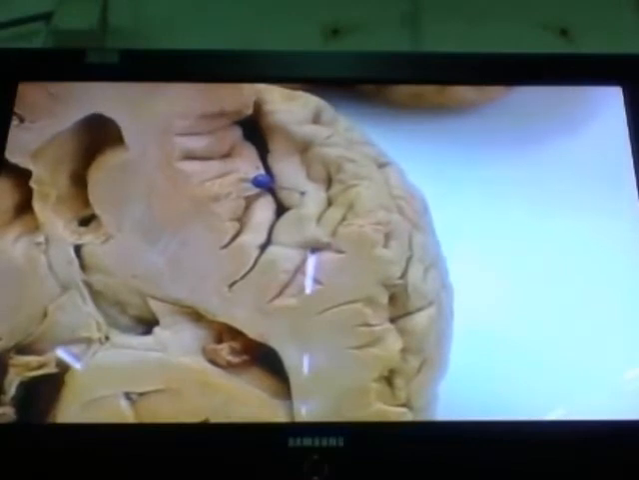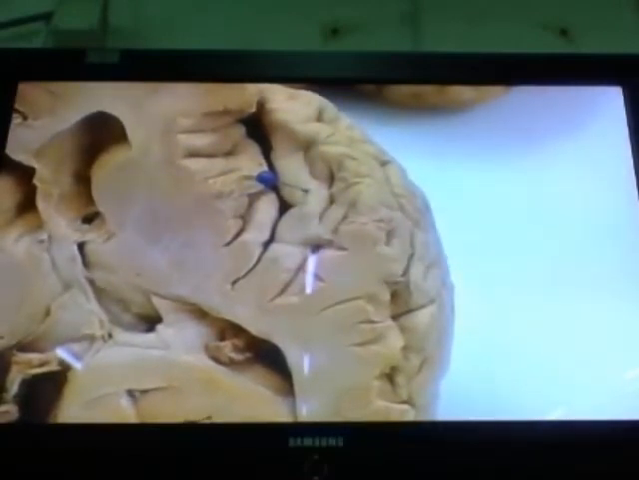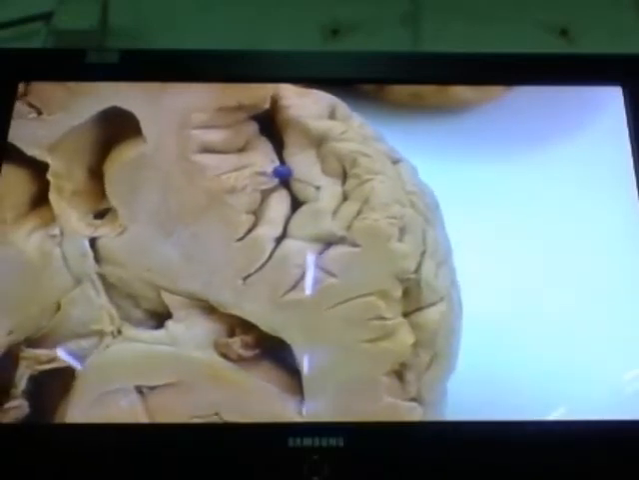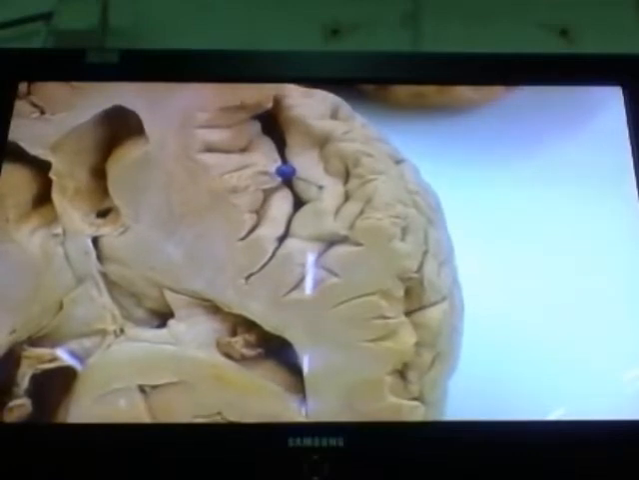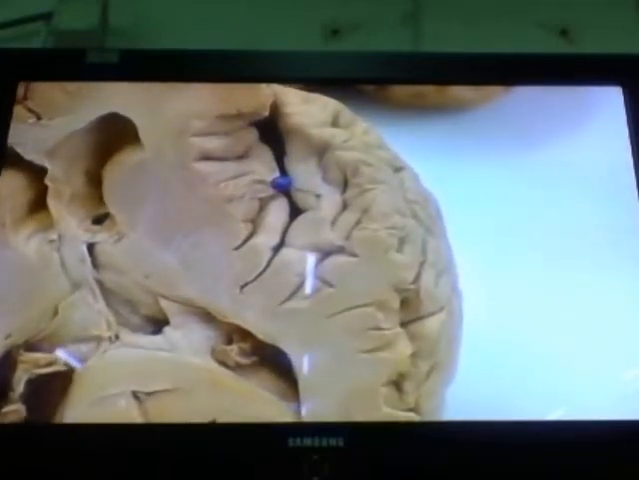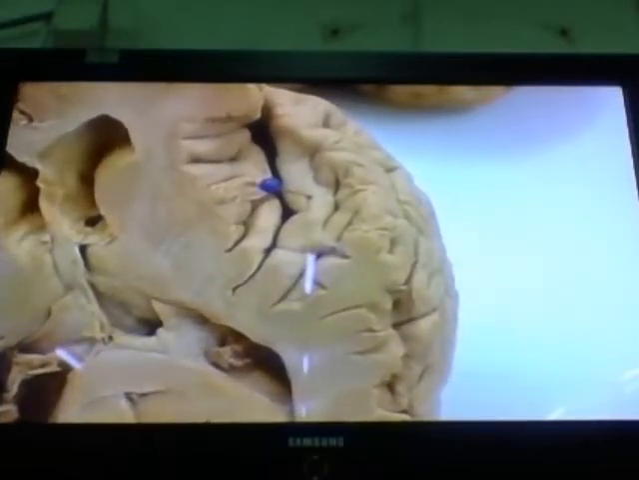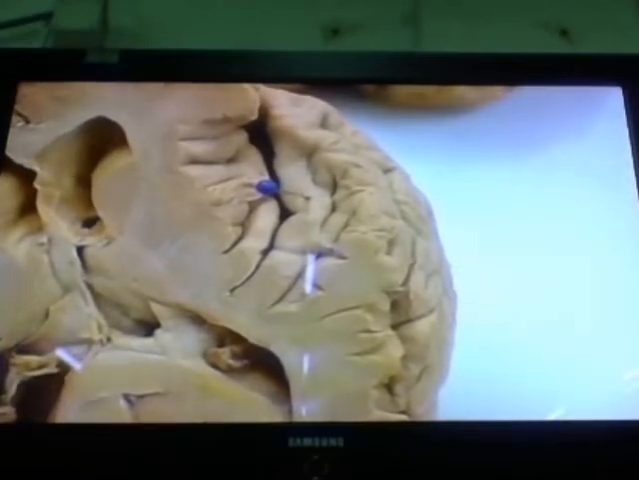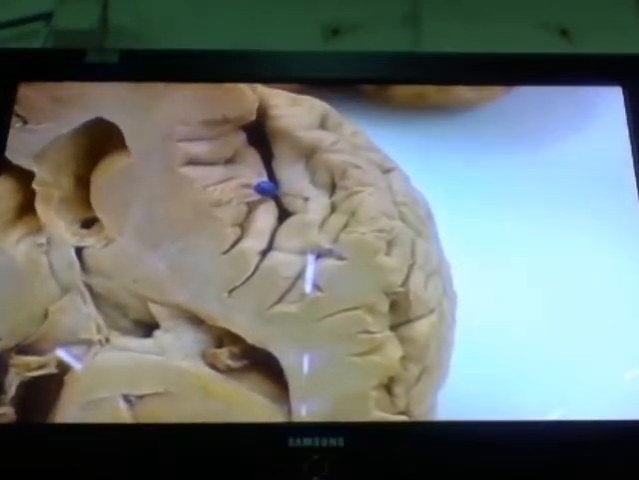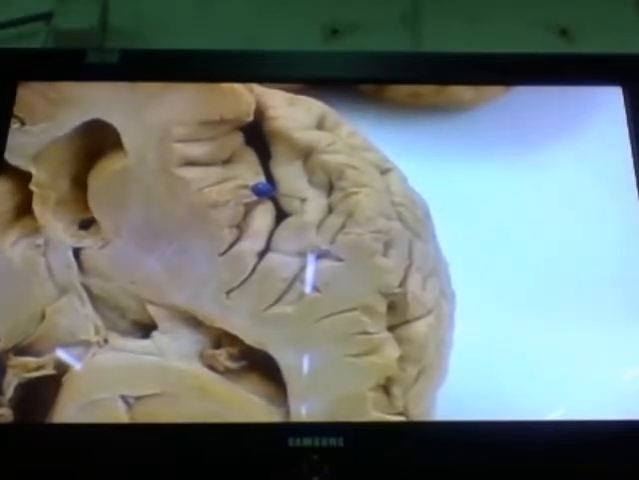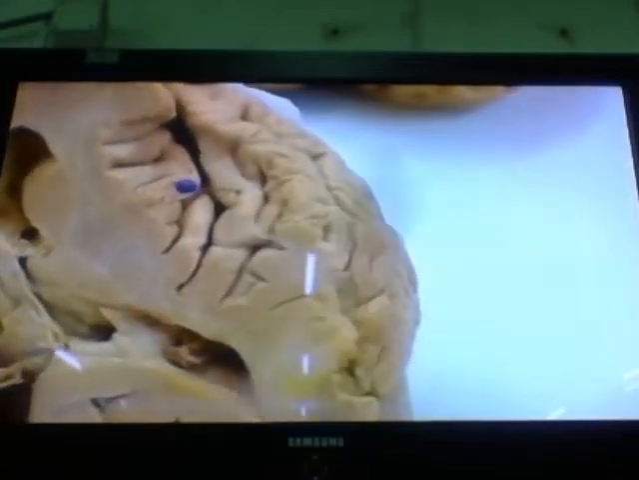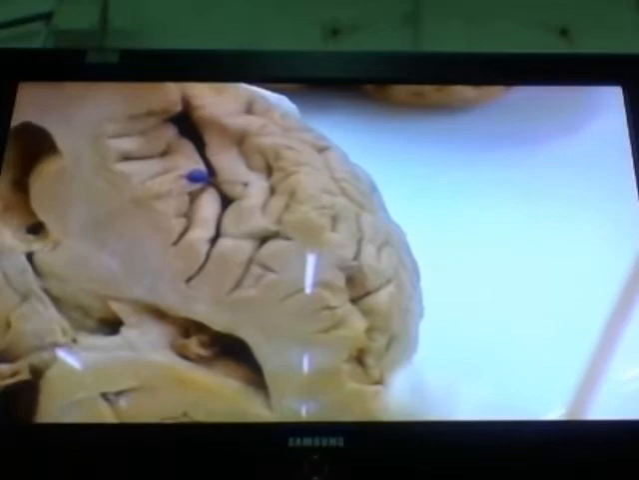Okay? Which nucleus of the thalamus projects here? MGB. Okay? MGB will project to what? To the primary auditory area. Through what part of the internal capsule? The sublentiform part. What's the blood supply to the sublentiform part? Anterior choroidal. Okay, so the anterior choroidal artery is a very important artery.